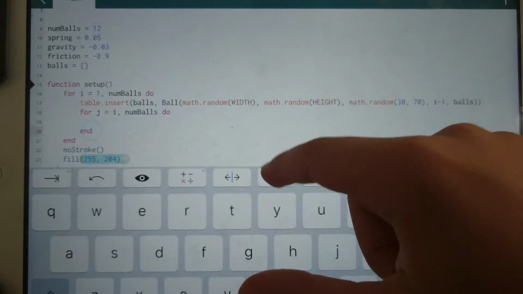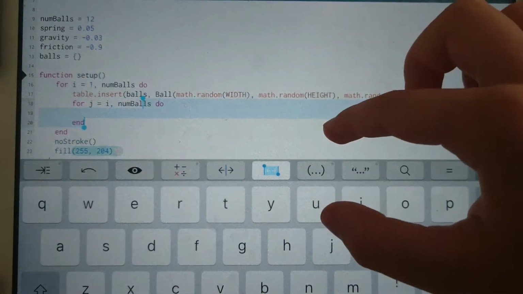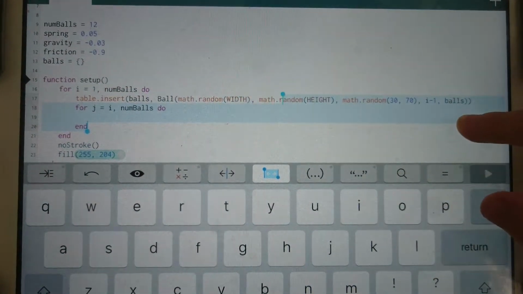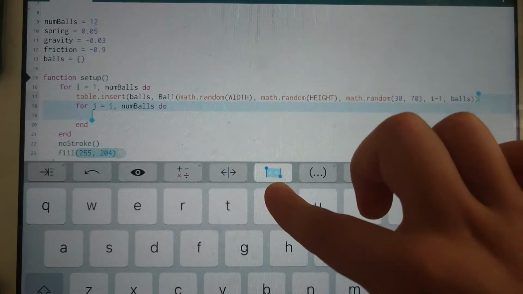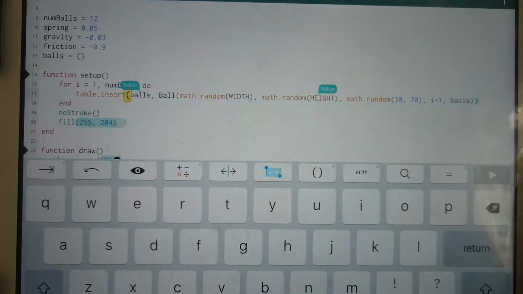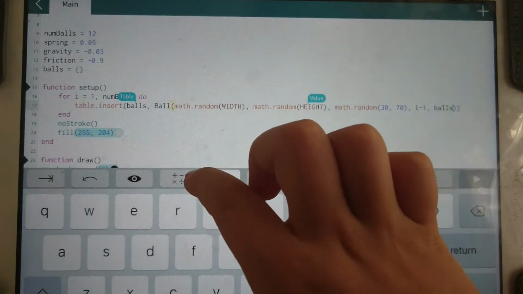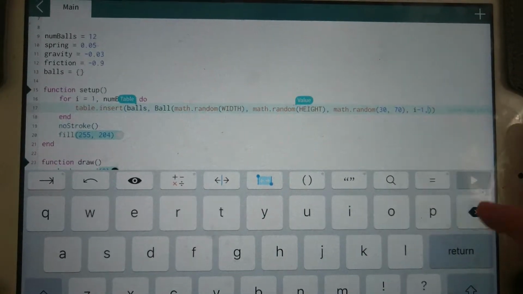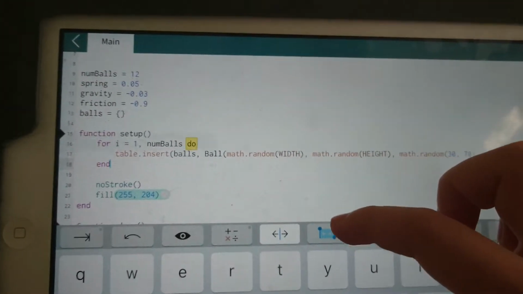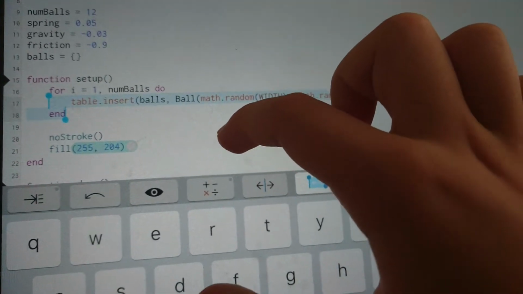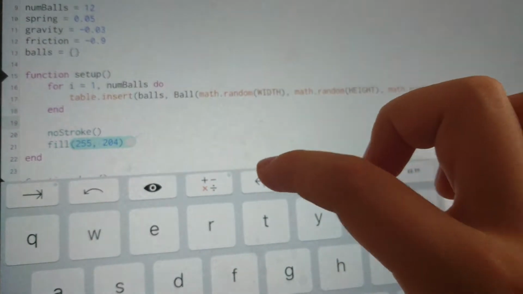And then I've got to... One way of doing it is not initializing the balls here, but initializing them in a completely separate loop.